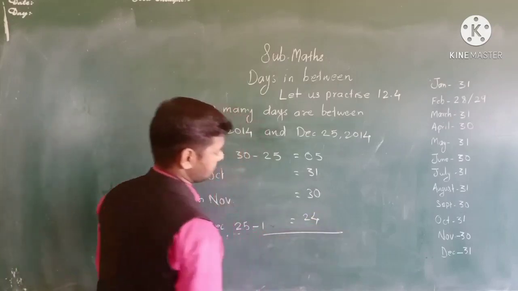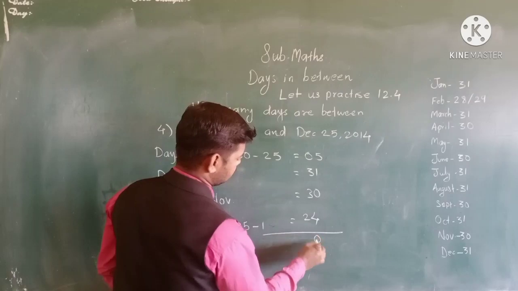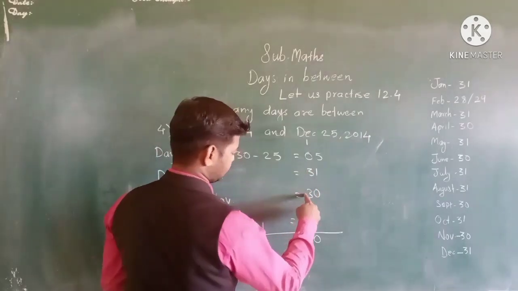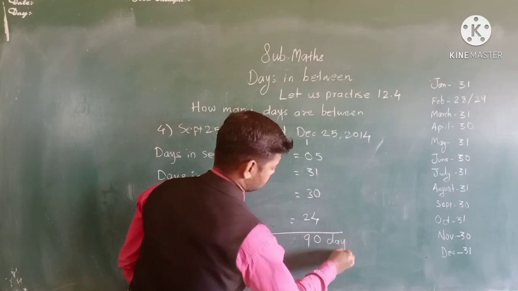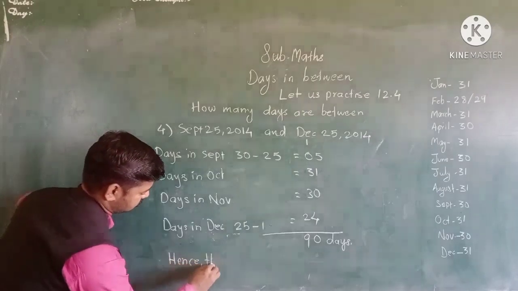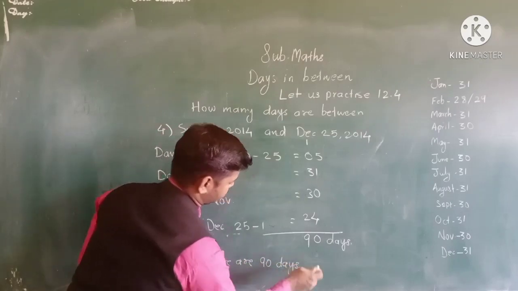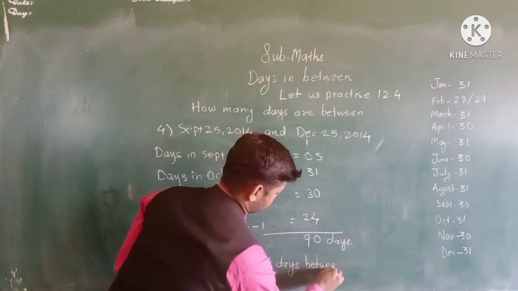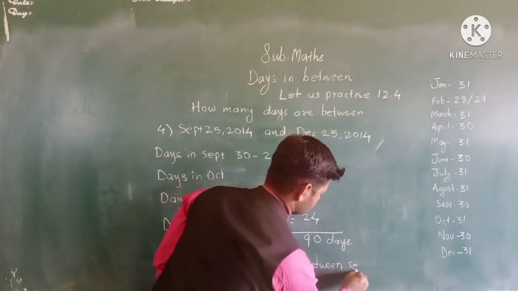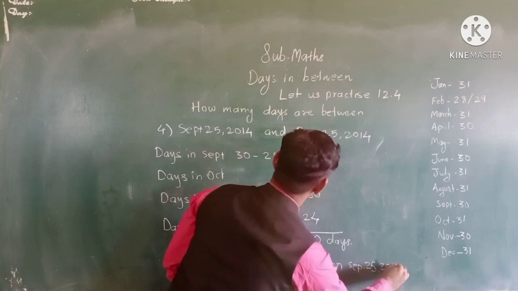Then we will do the sum. 5 plus 1, 6. 6 plus 4, 10. 10 is 0, carry 1. Okay? 1 plus 3, 4. 4 plus 3, 7. And 7 plus 2, 9. So there are 90. Okay? So 90 will be right. And there are 90 days between September 25, 2014 and December 25, 2014.